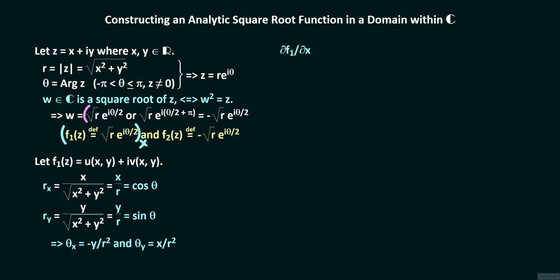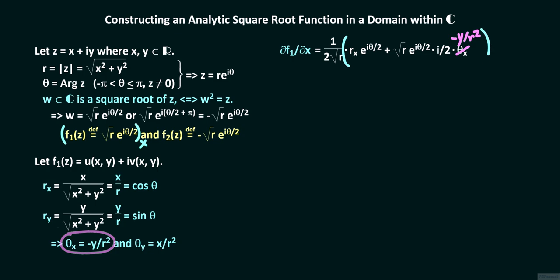The derivative of the square root of r with respect to x equals 1 over 2 times the square root of r times r sub x. For the second term, we have the square root of r times the derivative of the exponential, so we have the factors e raised to the power I times theta over 2, I over 2, and theta sub x. Theta sub x is equal to minus y over r squared. We factor out 1 over 2 times the square root of r, and e raised to the power I times theta over 2.